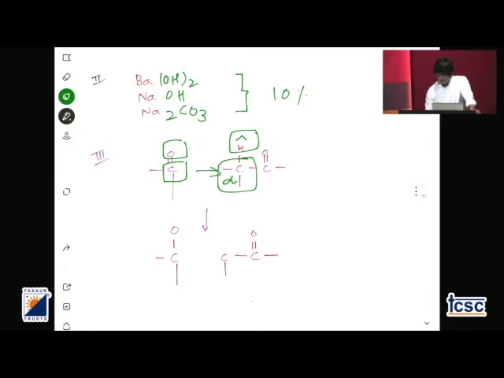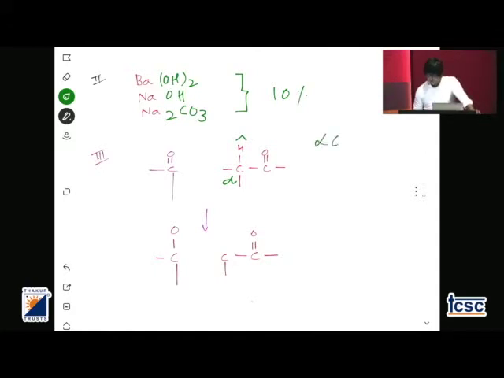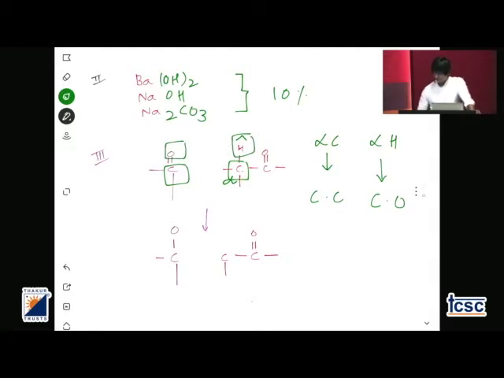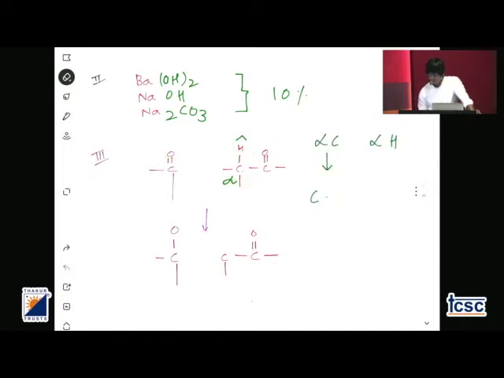I repeat, alpha carbon, carbonyl carbon, alpha hydrogen, carbonyl oxygen, they should face each other. So what I'll write here: alpha carbon should face carbonyl carbon, alpha hydrogen should face carbonyl oxygen. They should face each other, face to face. Okay, once you are done with the orientation of the molecule, then it becomes easy for us to carry out the future part of the reaction.